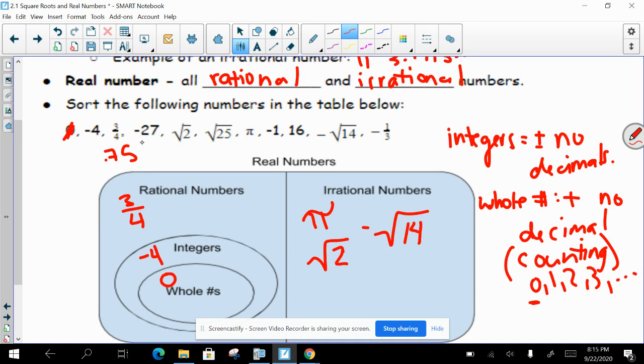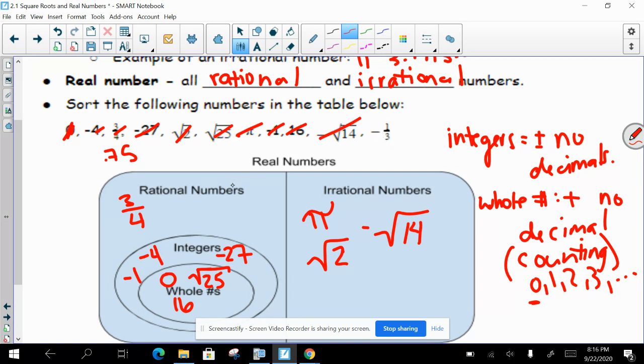-27. That would also be an integer. I'm going to cross these off as I go. The square root of 2, we already talked about that. That's irrational. The square root of 25. Well, the square root of 25 is just 5. So that would actually go in whole numbers because it's positive. Pi, we talked about that. -1 would go in integers. 16 is going to go in whole numbers. And then we talked about the negative square root of 14.